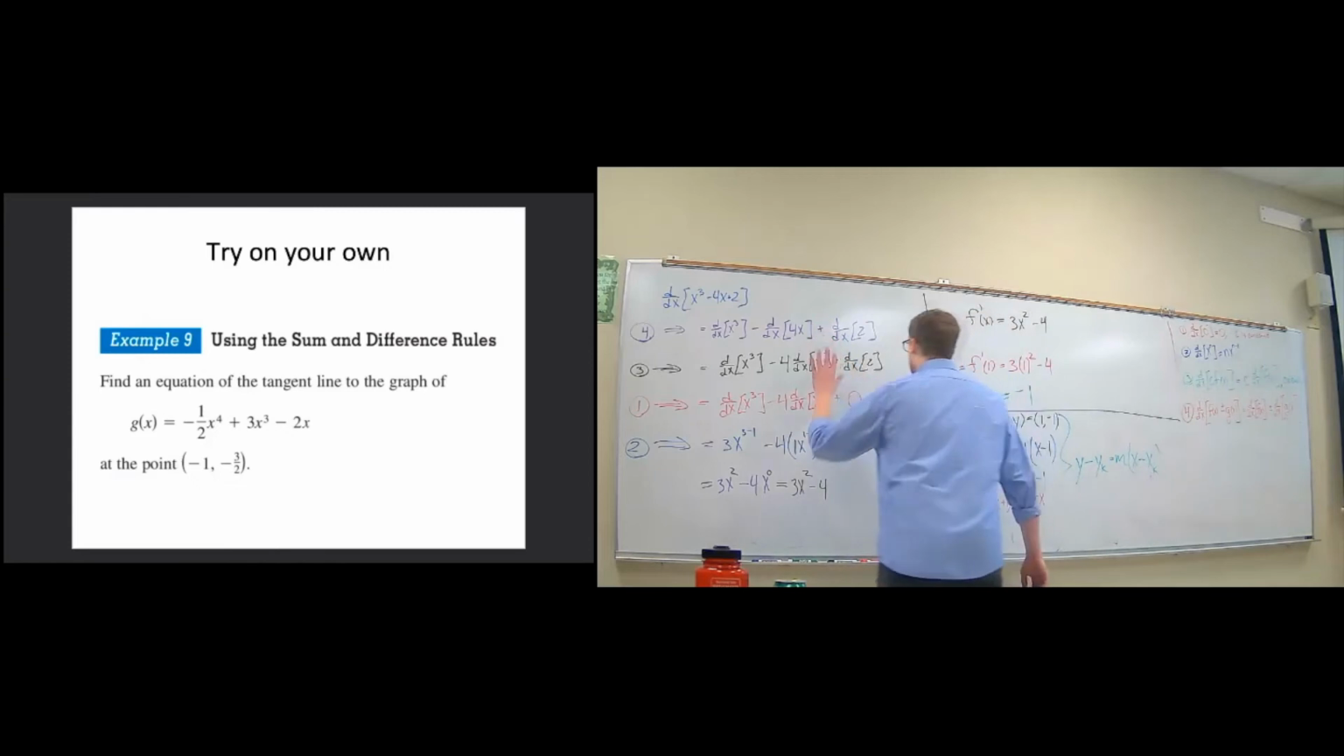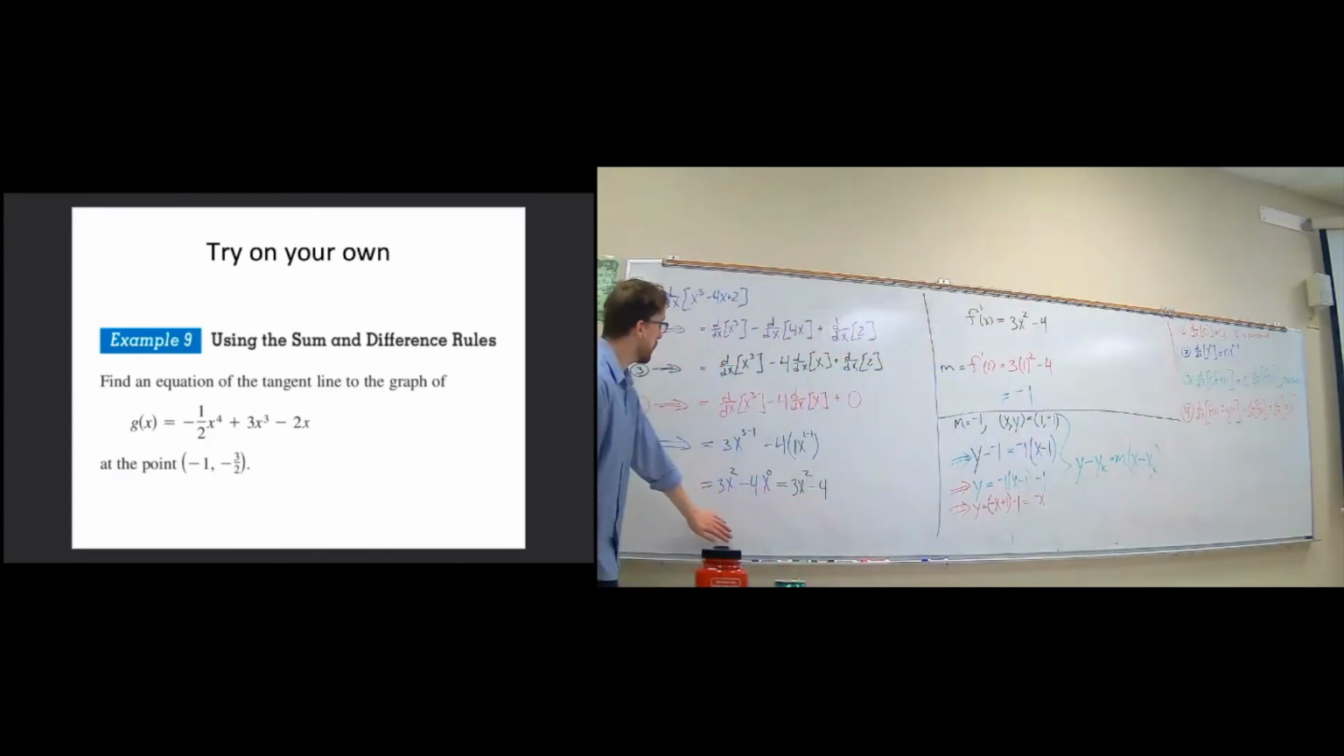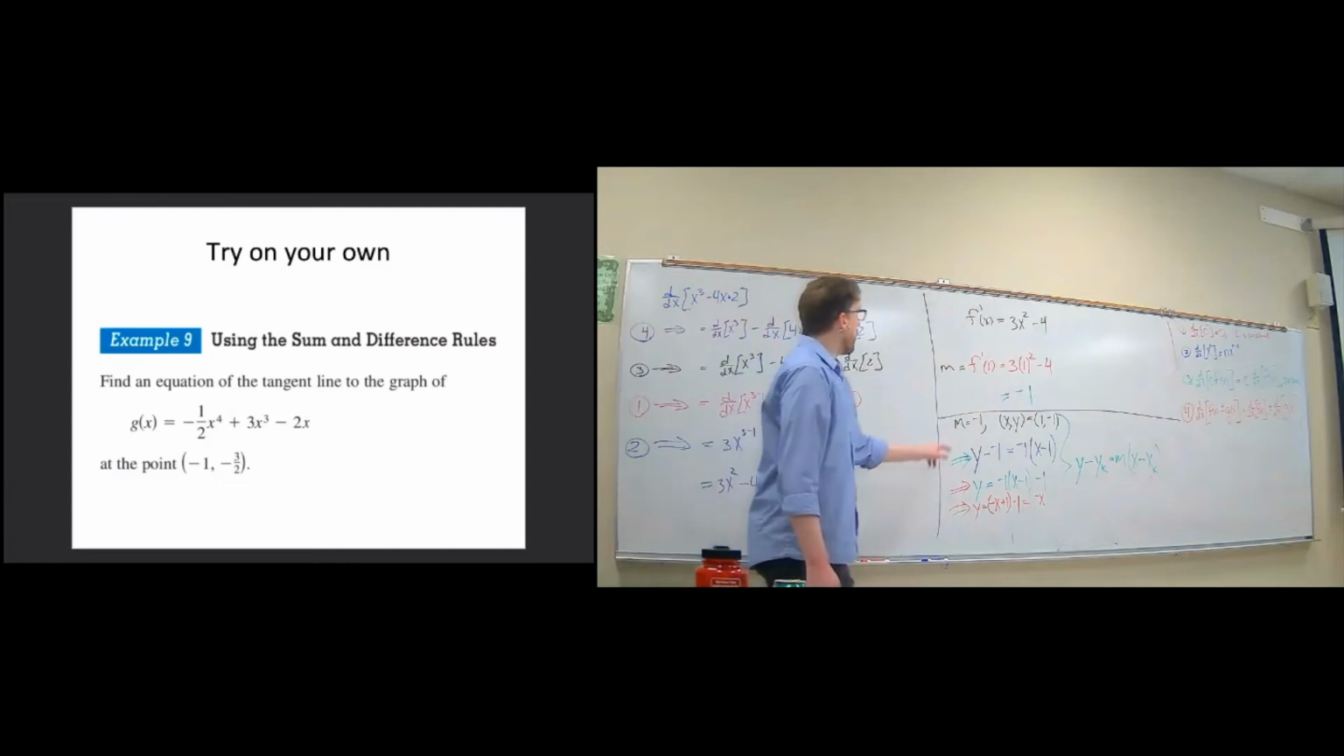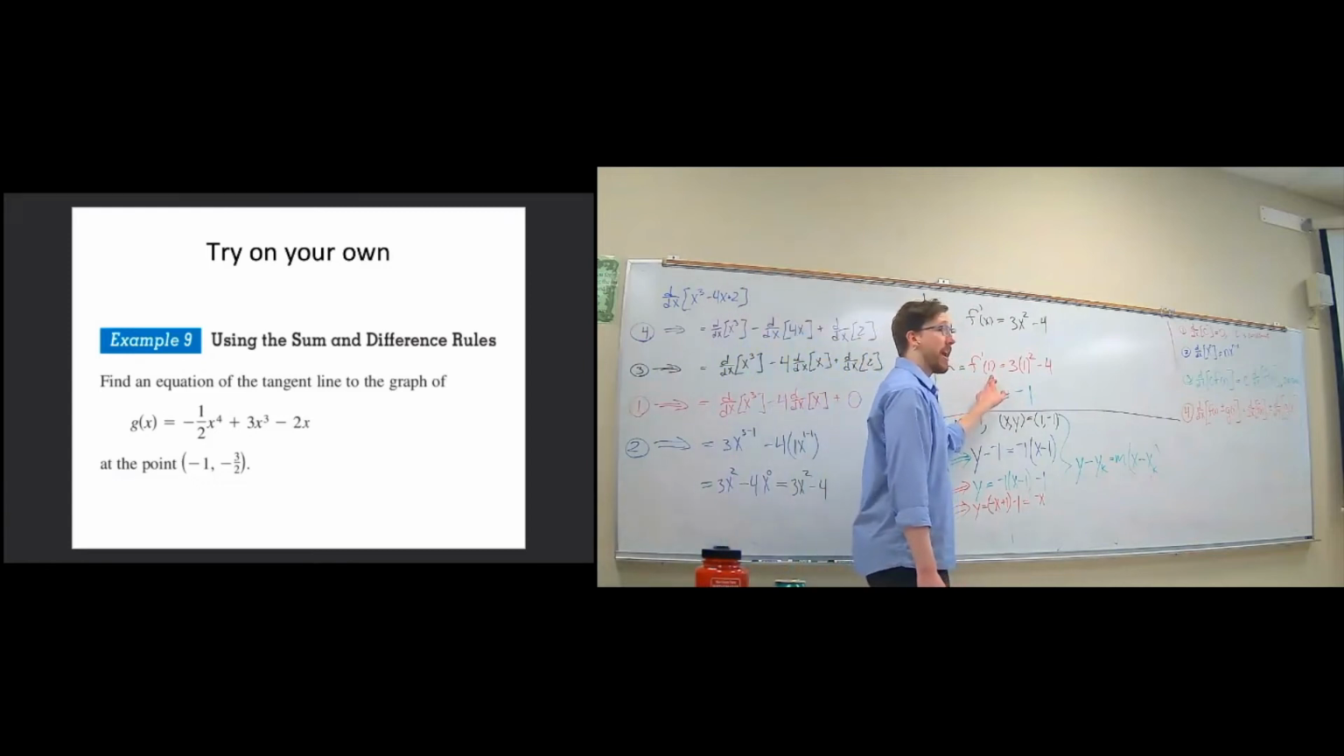So find the derivative. Check to make sure that point is on your graph. If it is, then plug it into your derivative. Plug that x into your derivative. That's the slope of your tangent line. Then use that point and that slope in point slope form and reduce it down to slope intercept form.